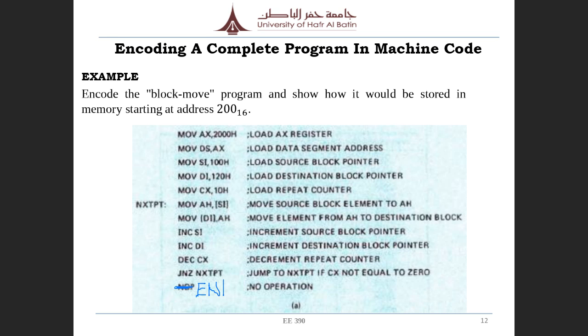If it is like that, what is the machine code for END? It is a pseudo instruction, so there is no machine code for this one. Clear? NOP is not a pseudo instruction. It is an instruction, and its machine code is given as 90H. But if it is END, we just write END, and that means it doesn't have any machine code.